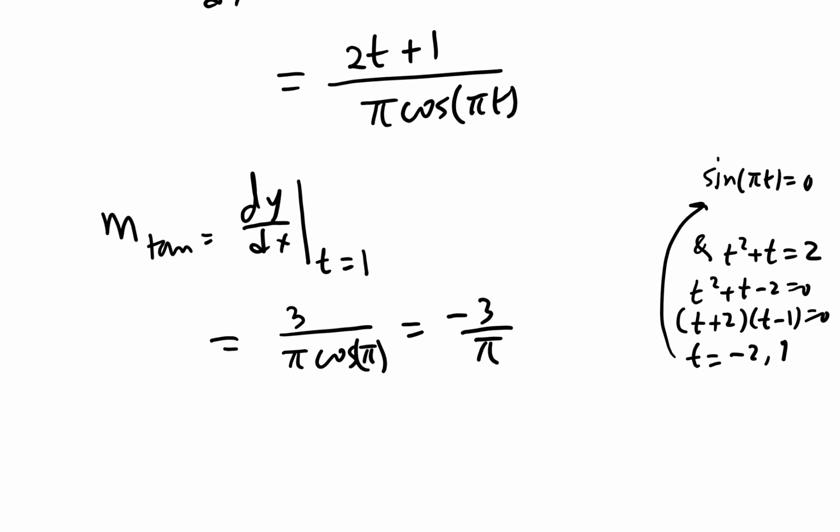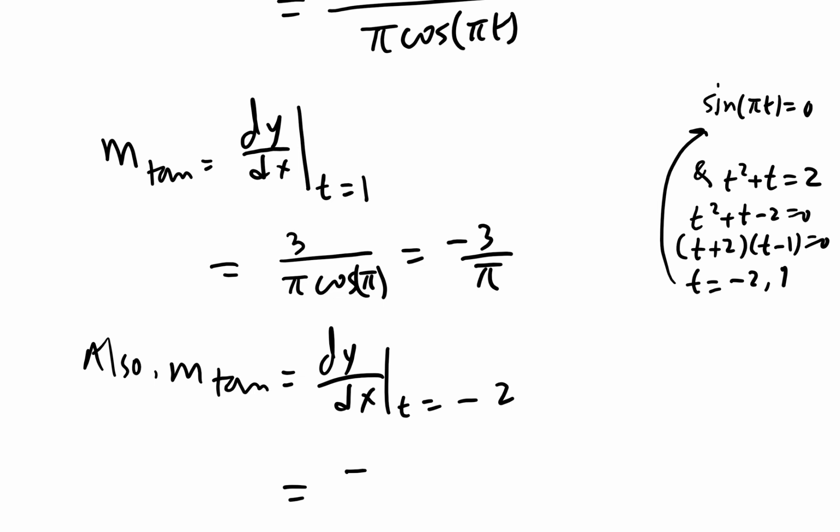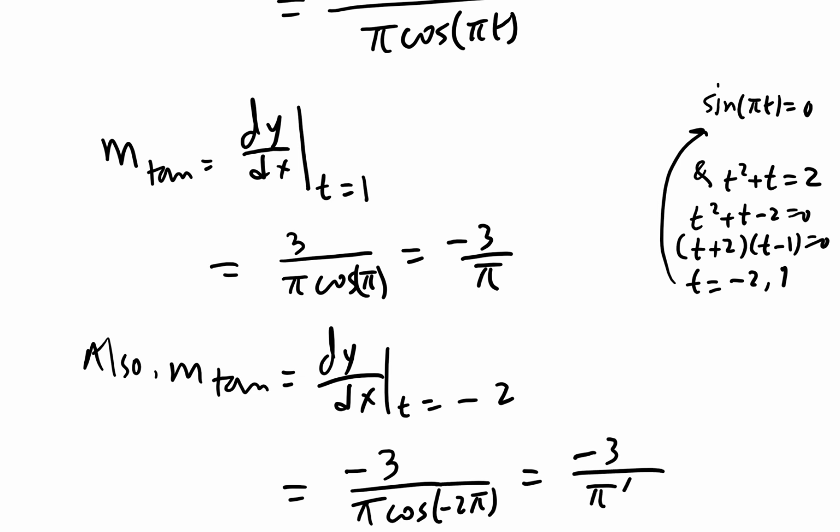If I try also, I'm going to find dy/dx at t equals negative 2. Substitute in, you're going to get negative 4 plus 1, negative 3 over pi cosine negative 2 pi. Cosine negative 2 pi is 1. So I'm getting the same slope.